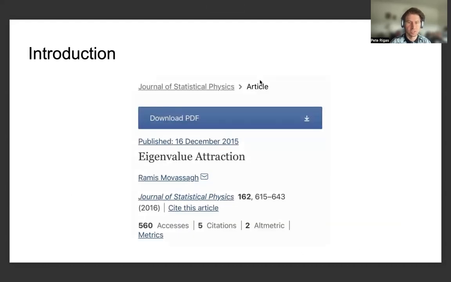So as an introduction, this is a reference that we mentioned in the previous slide from 2015 from the Journal of Statistical Physics, in which one of the open questions or open directions of interest for future research is determining whether the eigenvalue attraction framework can be applied for other systems of interest, in which the eigenvalues and eigenvectors are obtained from a real n by n matrix, and there's an expression obtained for the second time derivative of the jth eigenvalue.